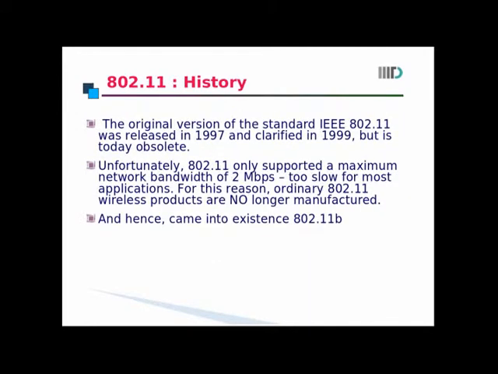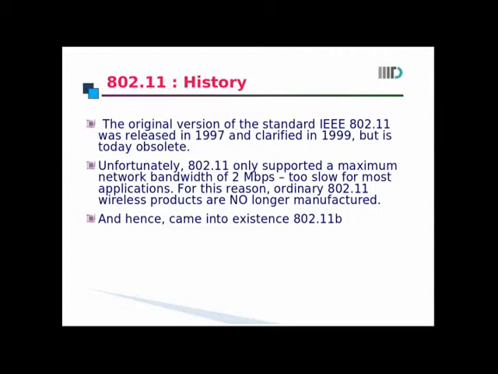So let's look at some historical facts about 802.11. It was originally made in 1997 and was clarified later on in 1999 by IEEE, but that particular version is totally obsolete, mainly because its maximum supported bandwidth was 2 Mbps, and 2 Mbps was too slow for most of the applications, and that's why it's totally obsolete now. And we use the other variants, the A, B, G, and N.